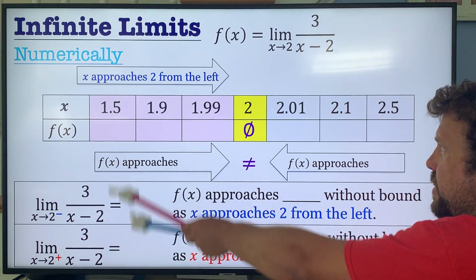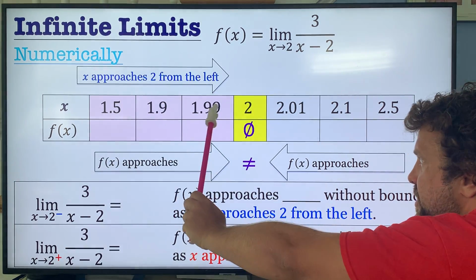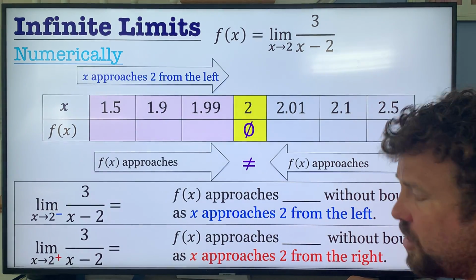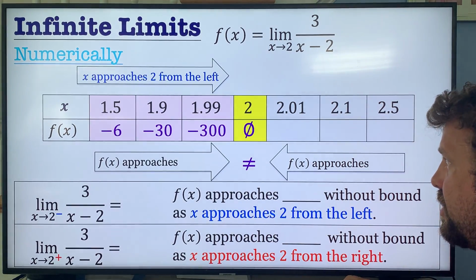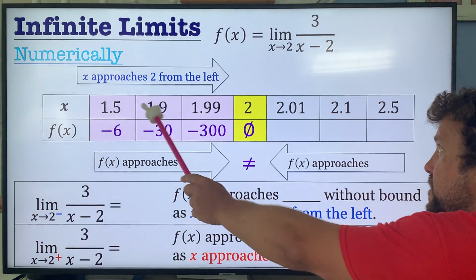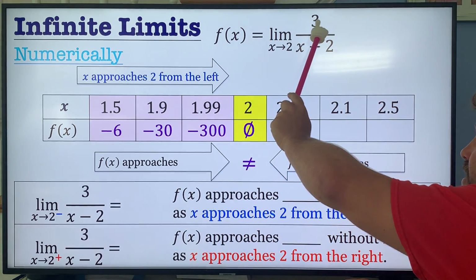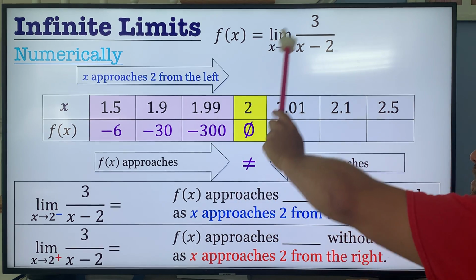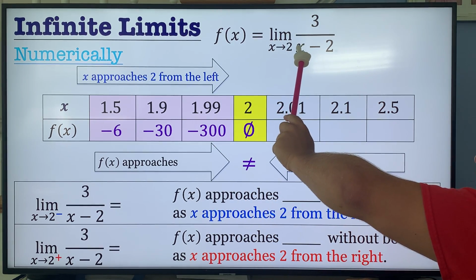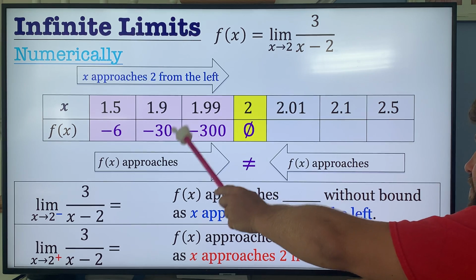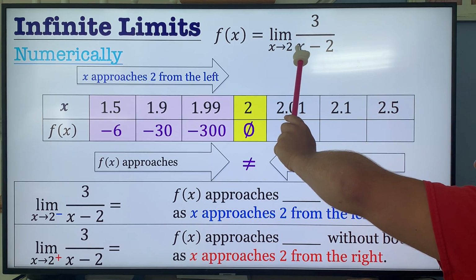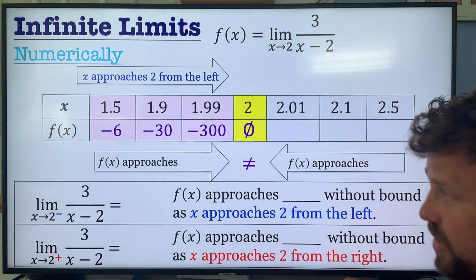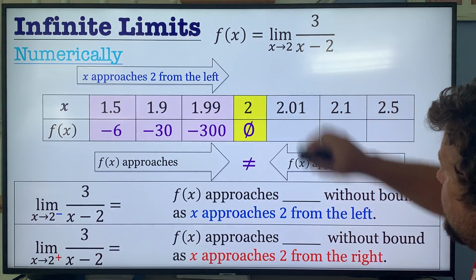So, as you approach from the left, you get numbers that are, say, 100th, a 10th, and a half less. You could do the thousandths, stuff like that. It doesn't matter. I take these three numbers and plug them into this equation. 3 divided by (1.99 minus 2) is negative 300. 3 divided by (1.9 minus 2) is negative 30. 3 divided by (1.5 minus 2) is negative 6. All right, did all the math for you. Type all these into the equation.